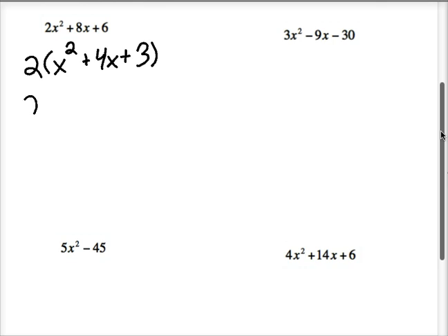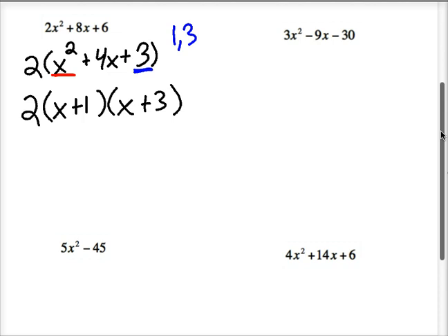Because now when I break this down into my 2 parentheses, what makes my x squared? Well, x squared is made by x and x. What makes my 3? Well, there's only one combination that works: 1 and 3. And then it's always a good idea to double check. So make those connections. 1x and 3x does in fact give you the 4x you were looking for, and that means that is the end of your problem. You are finished.